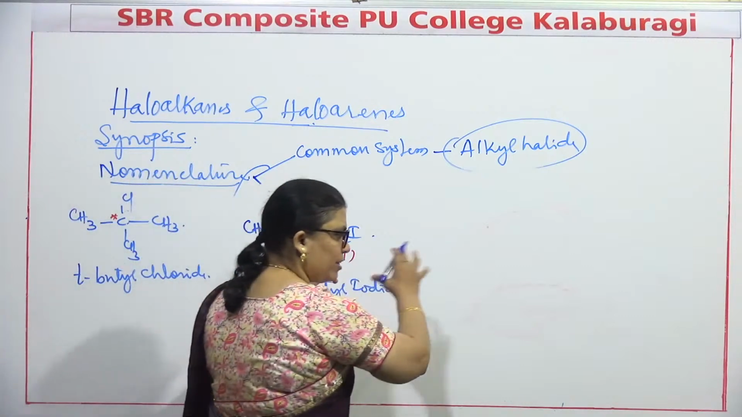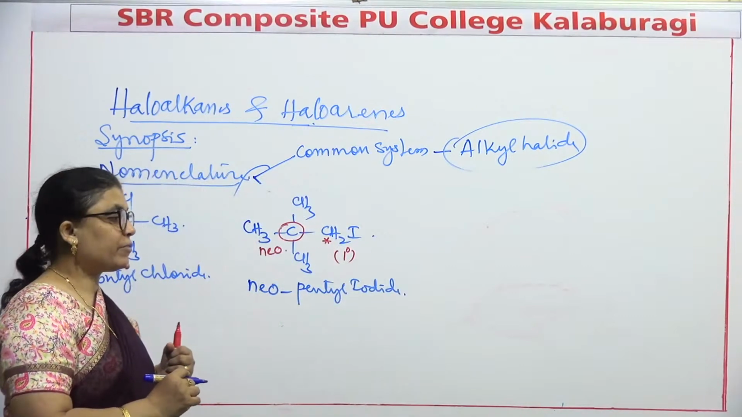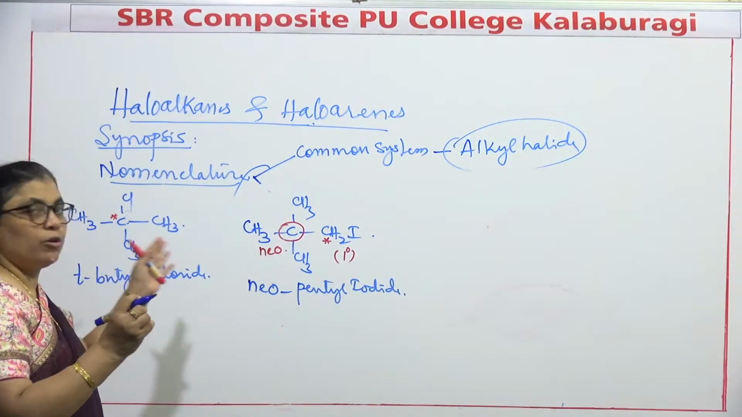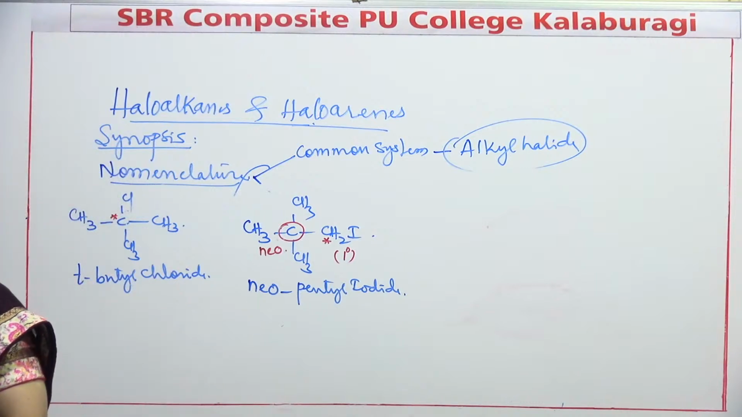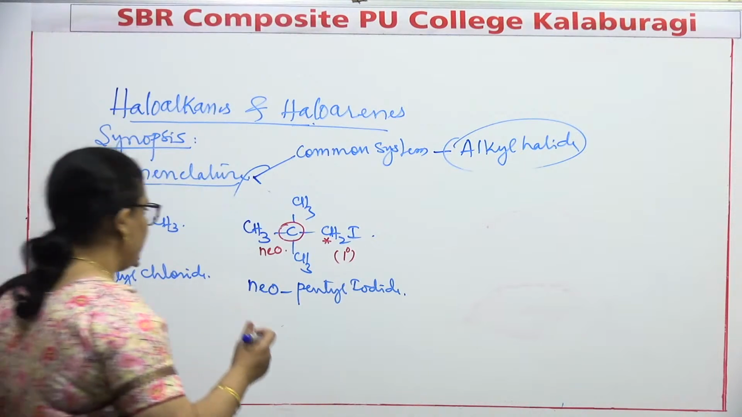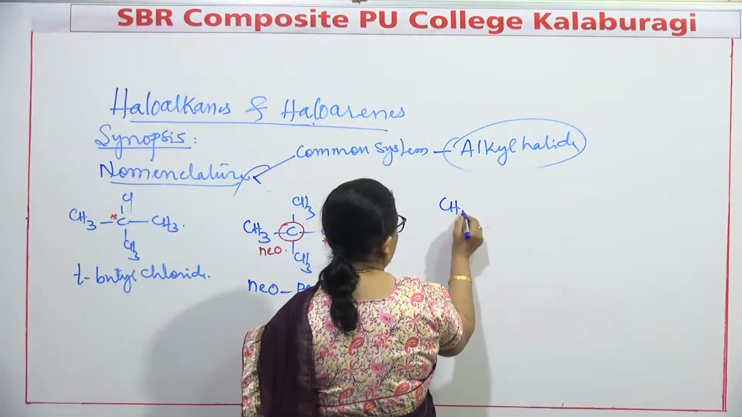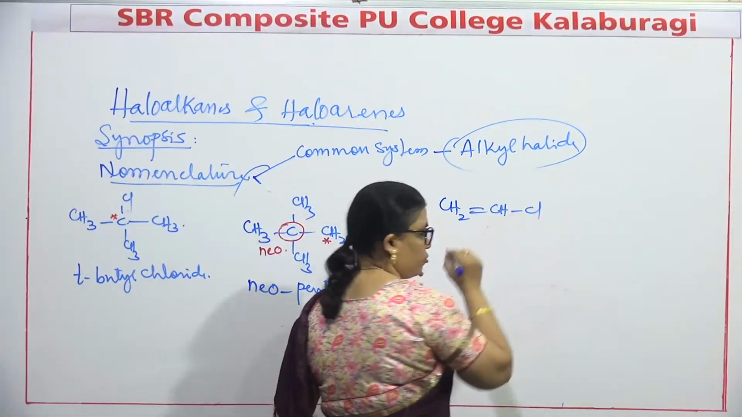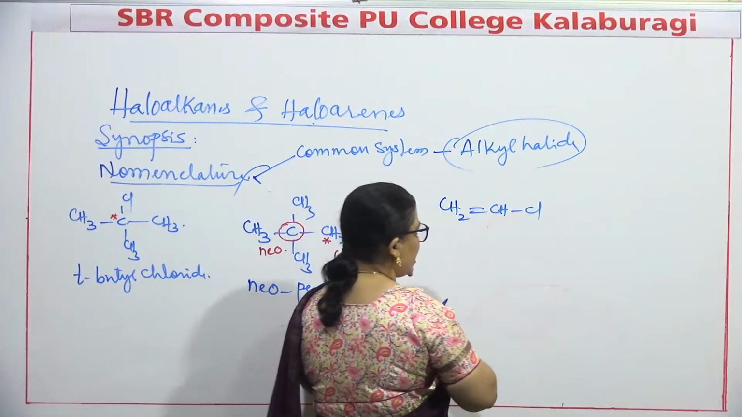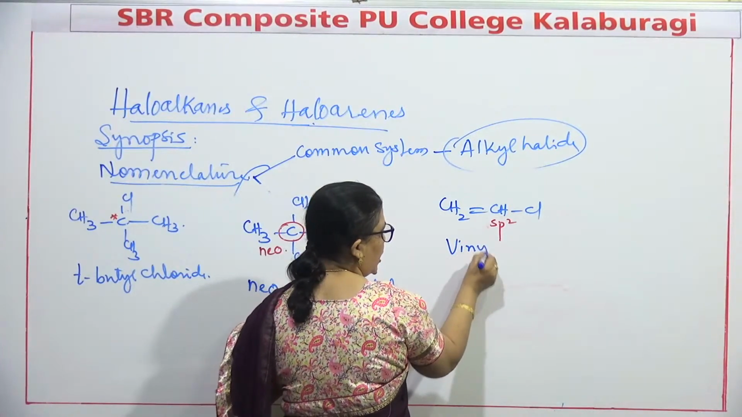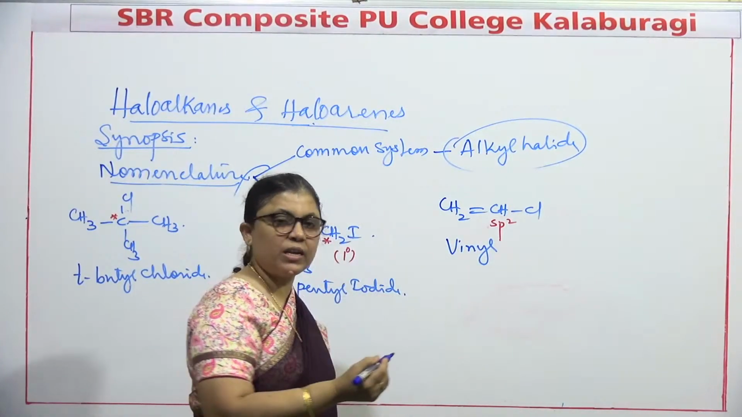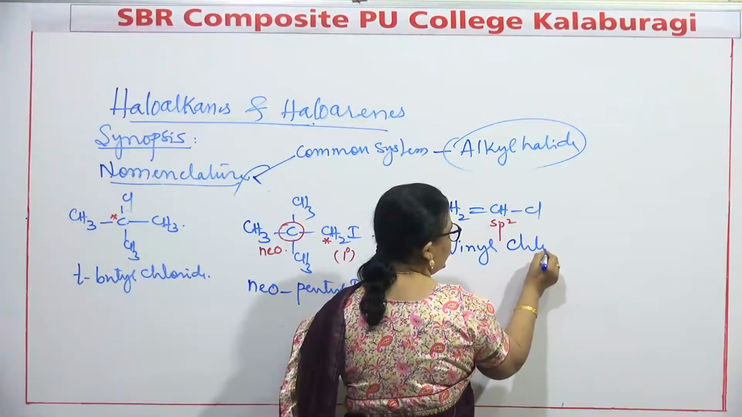In the same way, all these examples I have taken with respect to haloalkanes. Even some of the examples given in the NCERT book are given here. If we take a carbon-carbon double bond, yesterday also we said, these are the type where the carbon containing the halide is sp2 hybridized. These are called vinyl type. The halide group is chloride: vinyl chloride.